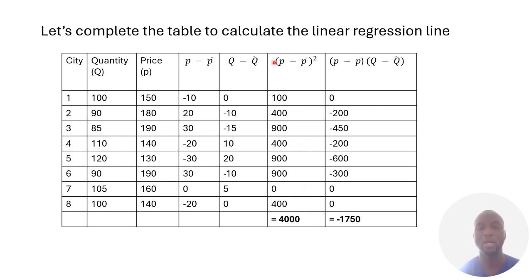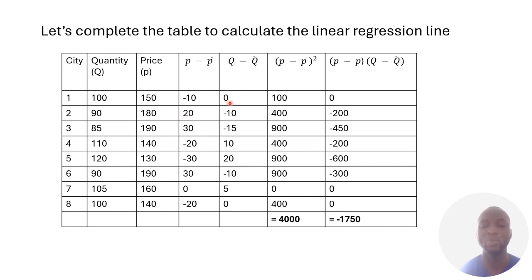The next column, simply multiply P minus P bar multiplied by Q minus Q bar. You can do it interchangeably. You can have Q minus Q bar first or P minus P bar. It doesn't matter so long as you are multiplying. So this last column is the numerator of our slope. The numerator of our slope is showing us the summation of P minus P bar multiplied by Q minus Q bar. That is this column multiplied by this column.